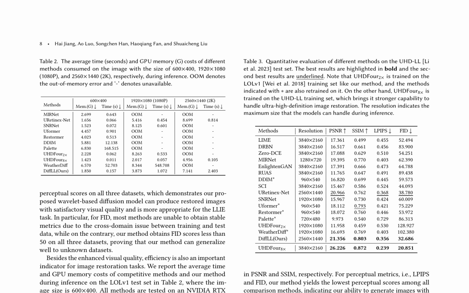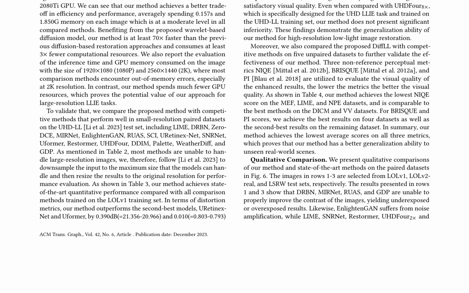On the UHDLL test set, DiffLL outperforms all comparison methods in both distortion and perceptual metrics, showcasing its generalization ability for high-resolution low-light image enhancement. Furthermore, when compared to competitive methods on 5 unpaired datasets, DiffLL achieves the lowest NIQE, BRISQUE, and PI scores, proving its better generalization ability to unseen real-world scenes. Qualitative comparisons also demonstrate the effectiveness of DiffLL in enhancing image contrast and reducing noise, while other methods often result in underexposed, overexposed, or noisy images.